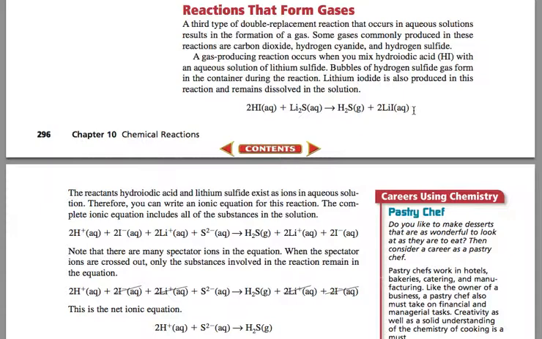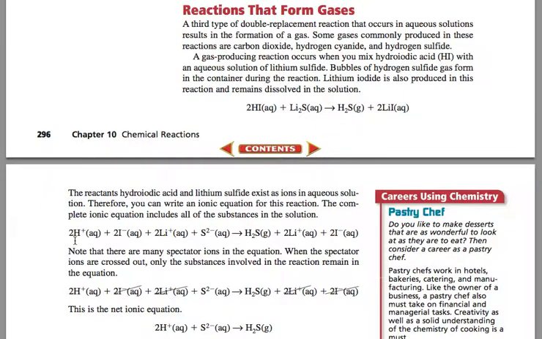Okay, this is not an ionic equation though, right? This is a chemical equation, but this is not an ionic equation because we are showing them as compounds, right, as molecules and not as ions. So in order for it to be written as a complete ionic equation, you must separate all the pieces and list them as ions. The reactants hydroiodic acid and lithium sulfide exist as ions in aqueous solution. Therefore, you can write an ionic equation for this reaction. The complete ionic equation includes all of the substances in the solution.